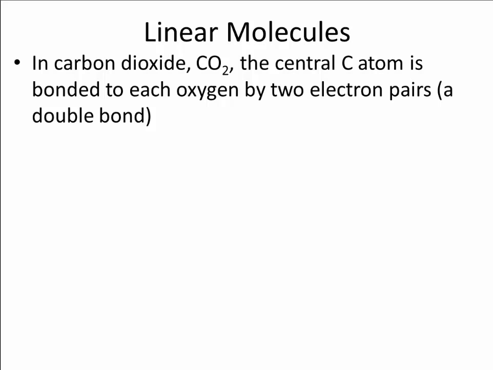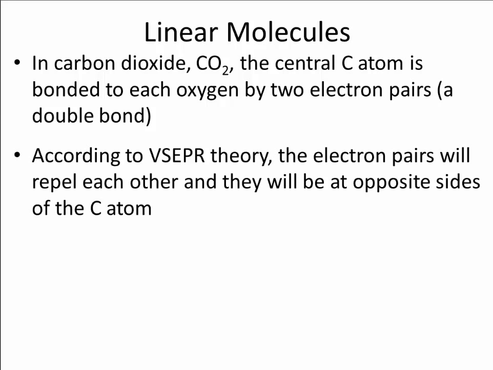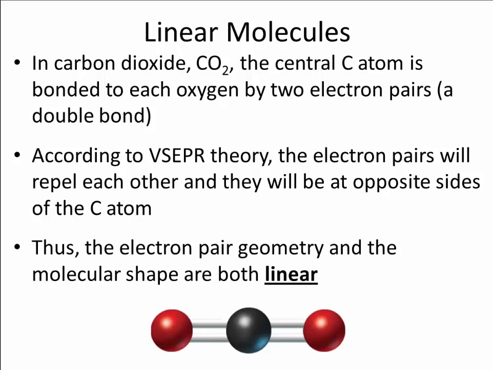So in carbon dioxide, the central carbon atom is bound to each oxygen by 2 electron pairs. This is a special kind of bond we haven't looked at yet, called a double bond. According to VSEPR theory, the electron pairs will repel each other, and they will be at opposite sides of the carbon atom to get as far away from each other as possible. Thus, the electron pair geometry and the molecular shape are both linear, as shown in the image here. You can see in this case the 2 white bars are indicating the double bonds between the carbon and the oxygen atoms.